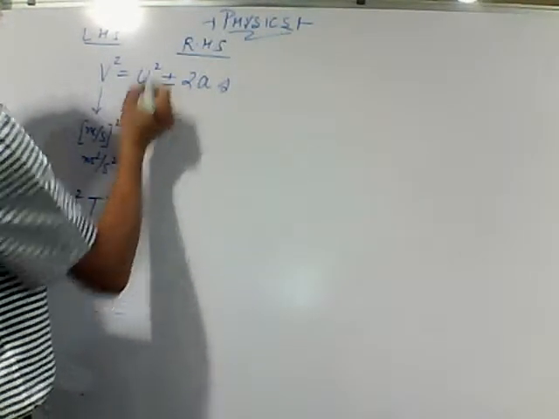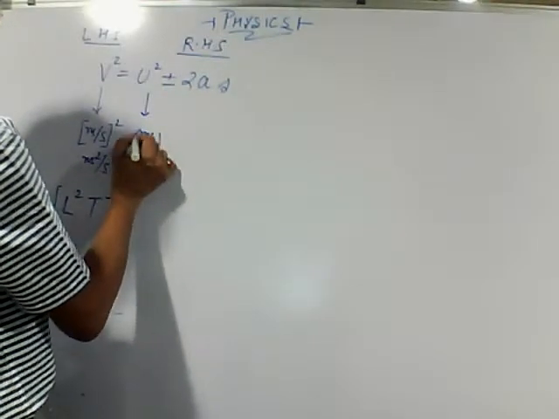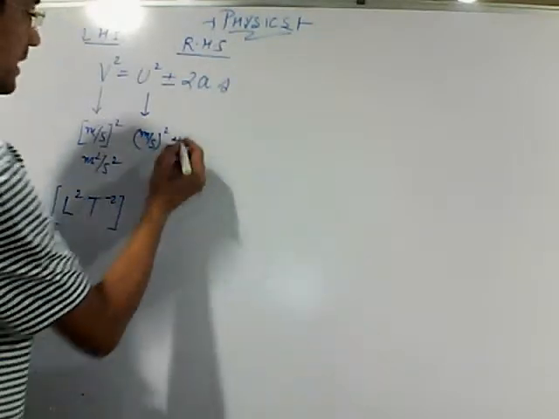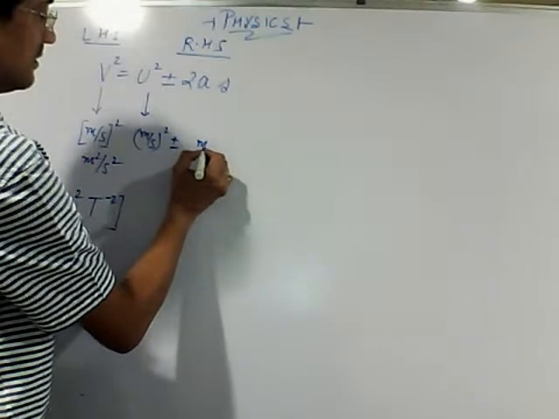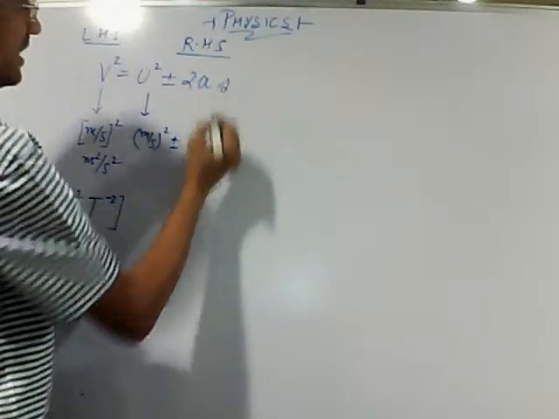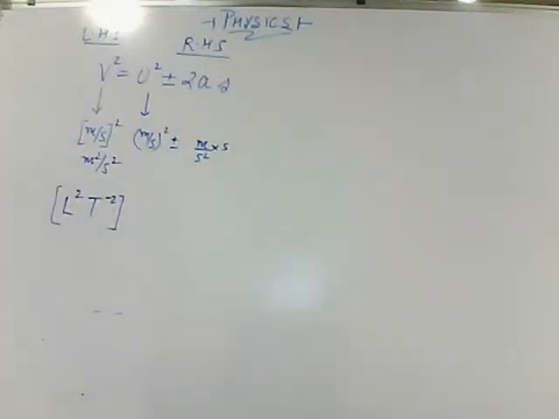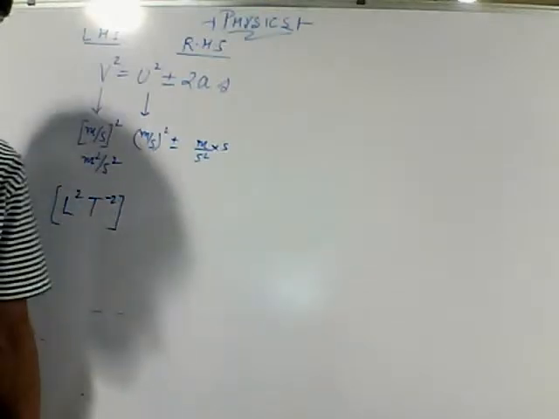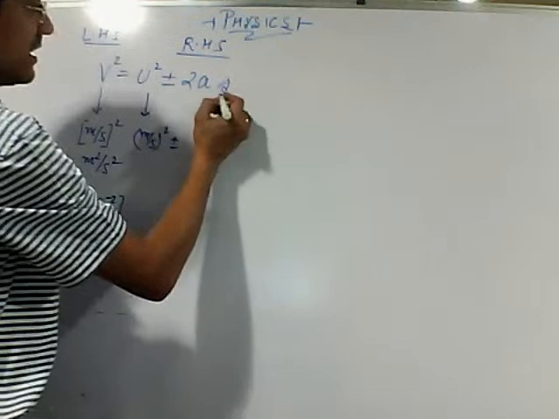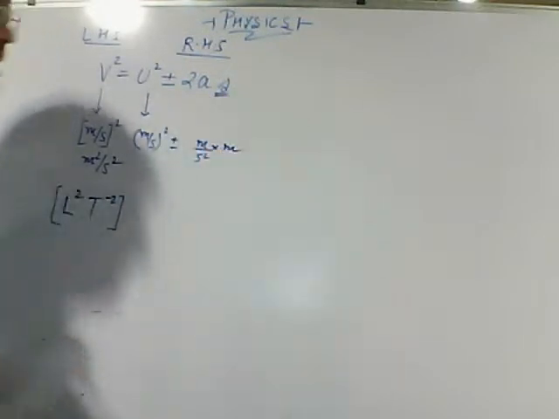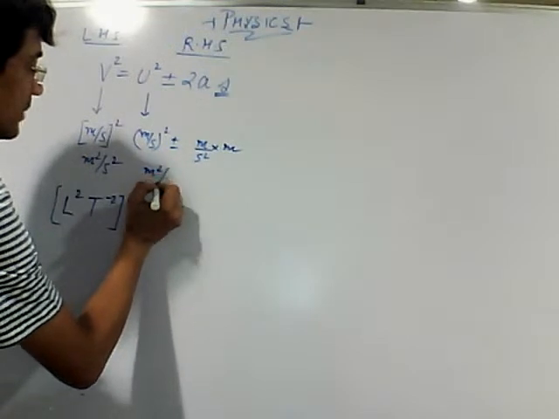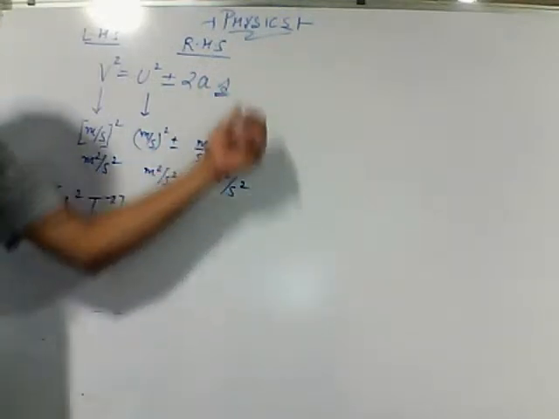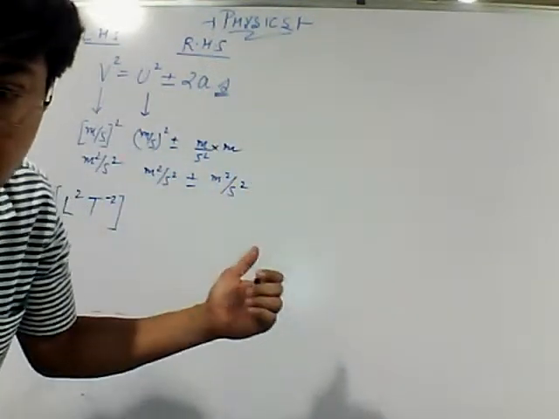For U, it is again meters per second whole square, plus minus twice, and I don't need to take a unit for a number, for a constant. A, acceleration, is meters per second square multiplied by seconds. Quite clear? Sorry, S over here was displacement, so displacement is also length. So now I'll get meter square per second square plus minus meter square per second square. Because S was displacement. This is where many students face a problem.